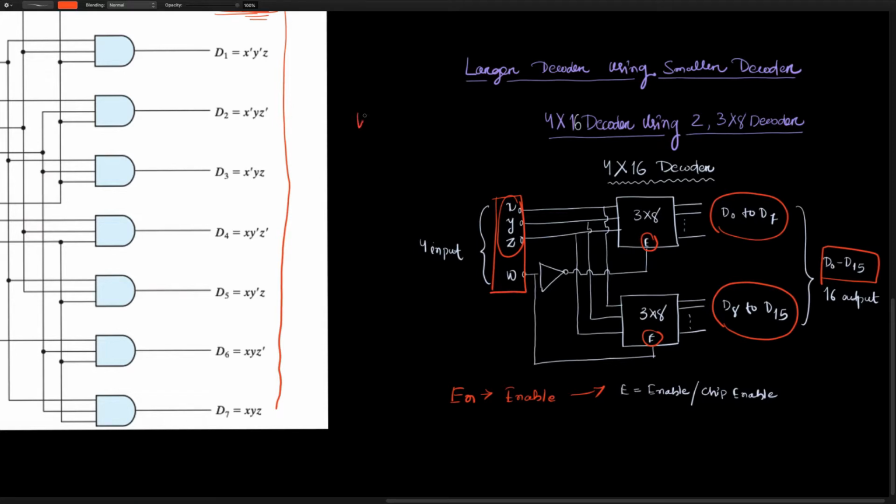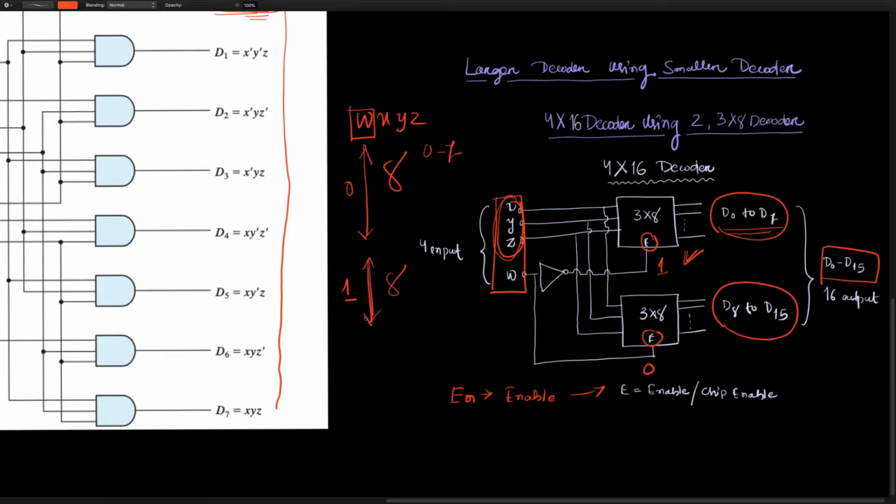If you make a truth table of W, X, Y, Z and consider W as the enable, you will see that for the first 8 combinations it remains 0, and for the last 8 combinations it remains 1. So for the first 8 combinations W remains 0, this chip is activated, and depending on these combinations your 8 outputs are activated, from 0 up to 7.